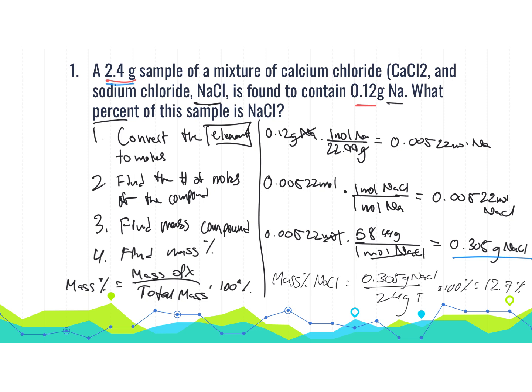And if we look at our significant figures, right, we have 0.12 grams of sodium chloride and 2.4 grams of the total sample mixture. And so we should only have 2 significant figures in our answer. And so our actual answer, which I'm going to write in red, is 12%. And so that is how you would find the percentage of sodium chloride in a mixture of sodium chloride and calcium chloride.